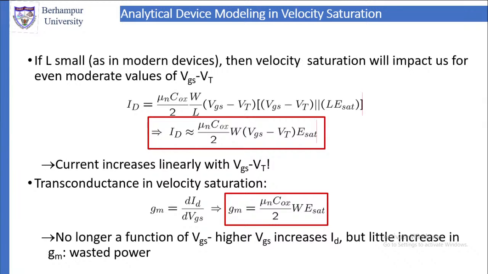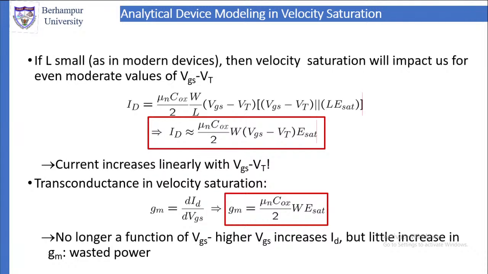So differentiate it with respect to VGS. Everything is constant: mu is constant, C is constant, W constant, E constant, 2 constant, VT constant. So VGS minus VT, when you differentiate with respect to VGS, will give you 1. So Gm is equal to mu n C0x by 2 W into E saturation, which means the transconductance is no longer a function of VGS. VGS is gone.